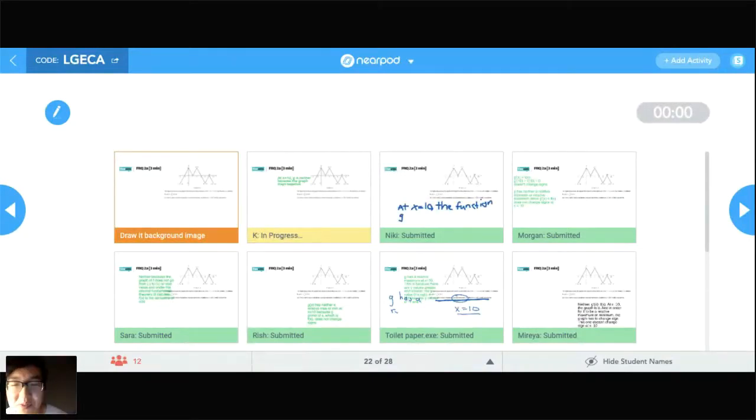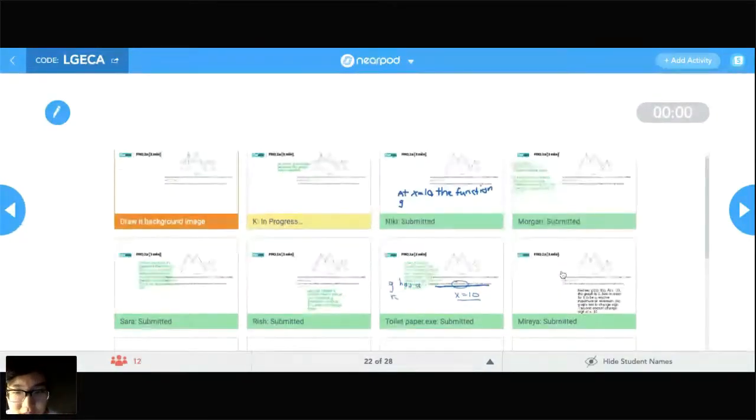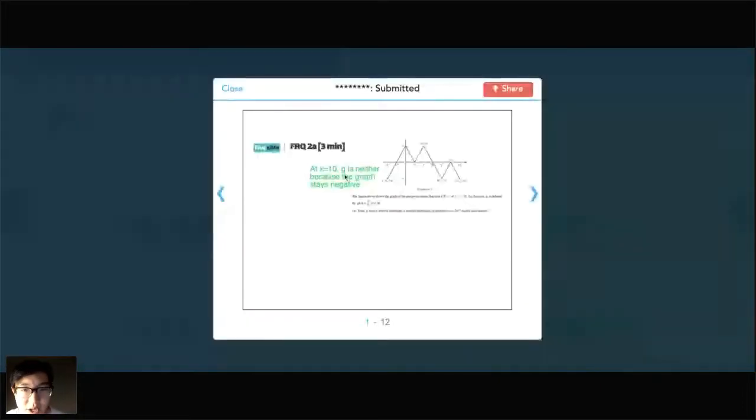Alrighty, let's review some responses. Let's hide student names. Okay, so here we see that at x equals 10, g is neither because the graph stays negative. So remember, this question asks, does g have a relative minimum, maximum, or neither at x equals 10? So what we would need to justify here has to be more than the graph stays negative.